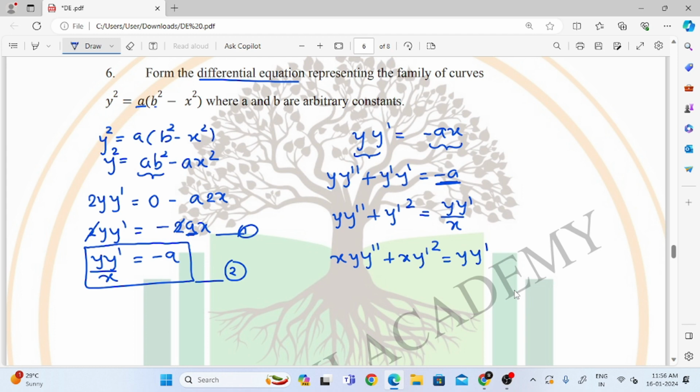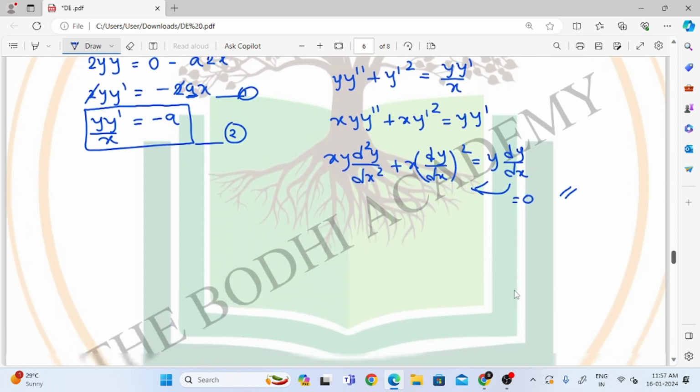This equation also you can write like this: x into d square y upon dx square, plus x into dy upon dx, the whole square, is equal to dy upon dx. You can take this term to this side, equal to 0 also. So this is the answer. Come to the next question.